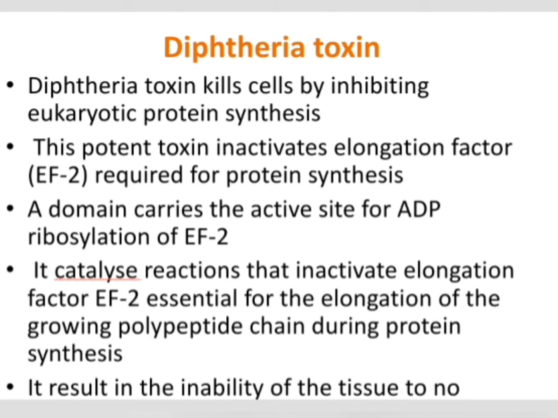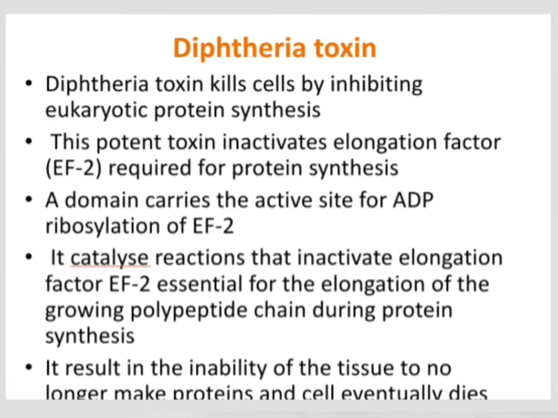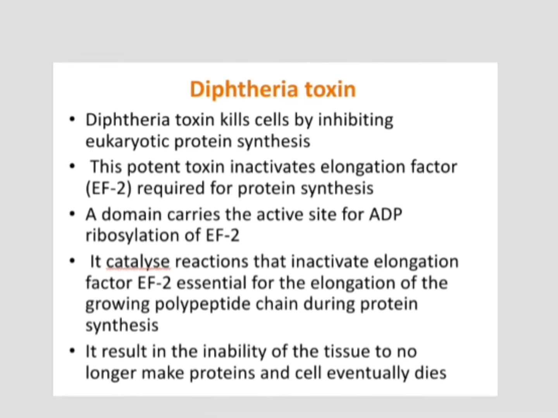Diphtheria toxin kills cells by inhibiting eukaryotic protein synthesis. This potent toxin inactivates elongation factor 2 required for protein synthesis. A domain carries the active site for ADP ribosylation of elongation factor 2. It catalyzes reactions that inactivate elongation factor EF2, essential for the elongation of the growing polypeptide chain. It results in the inability of the tissue to make proteins any longer, and the cell eventually dies.